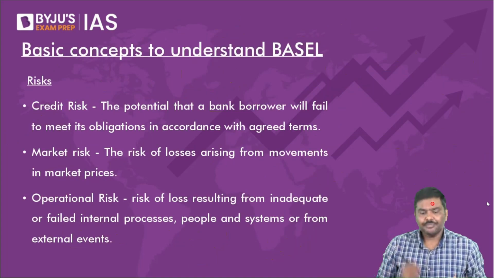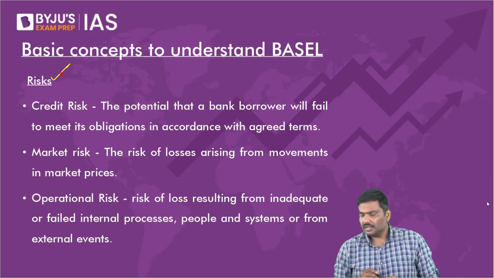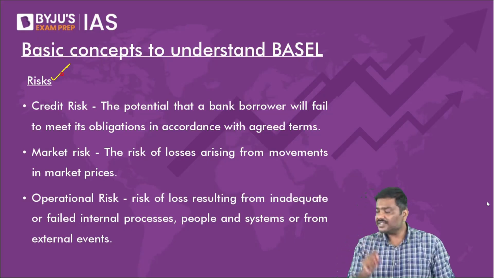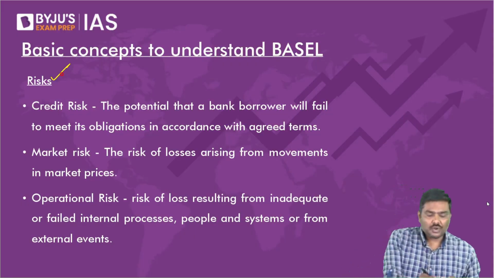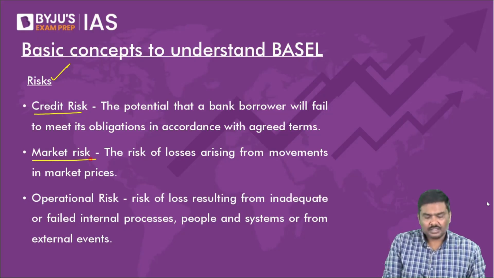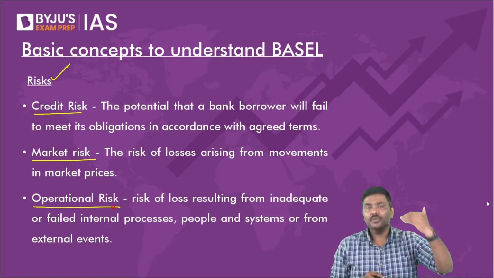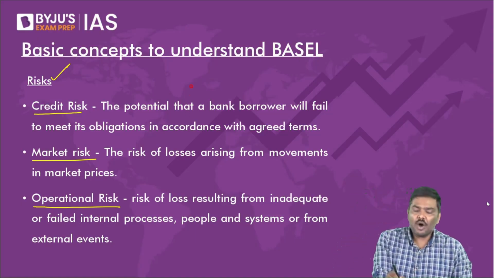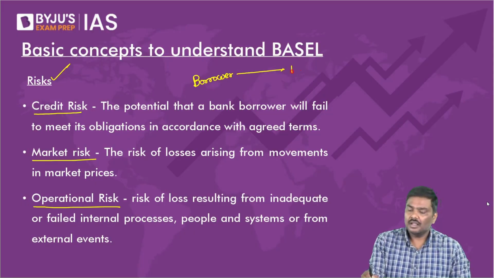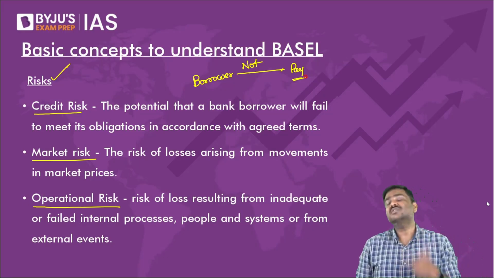Okay, done. Now, let me go to the next concept, the risk faced by the banks. The types of risk faced by the banks. First one is called as a credit risk. Second one called as a market risk. Third one called as operational risk. First one is a credit risk. What do you mean by credit risk? The borrower will not make the repayment. Simple. The borrower will not pay the loan. Don't you think the bank is going to face a loss because of this?